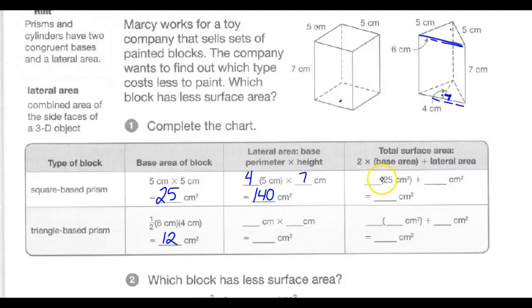So then the total surface area, we have 2 of the base, so 2 times 25 plus that 140 that we just figured out. So that's 50 plus 140 is 190.